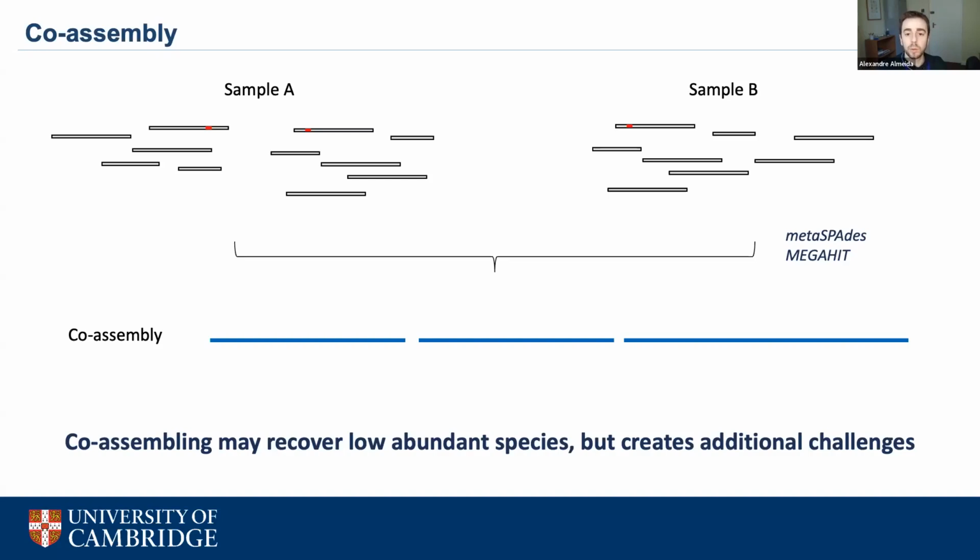But this is usually a bit of trial and error and needs to be informed a bit by the experimental design. So if you have samples, for instance, that are from related individuals or even from the same individual but different body sites, you might consider pooling them together. But if you have two samples that are very, very distinct from each other, for different studies, different regions, different populations, it might not make much sense to do co-assembly.